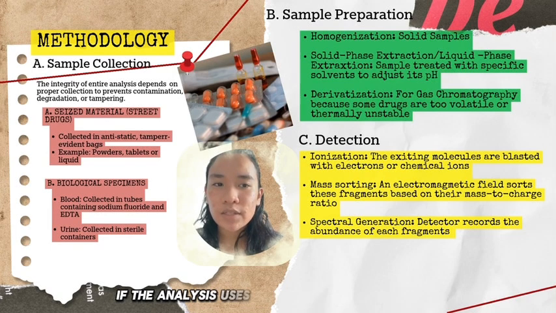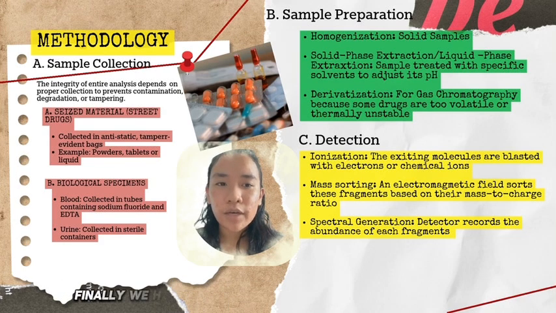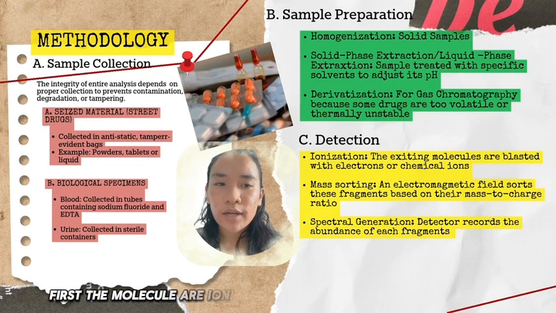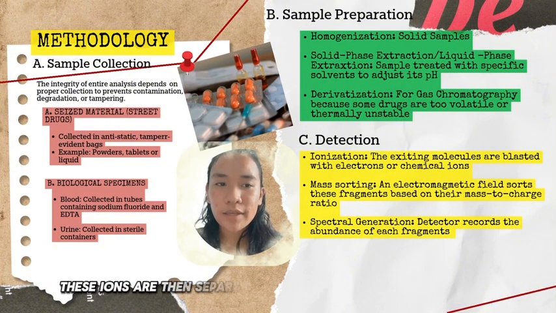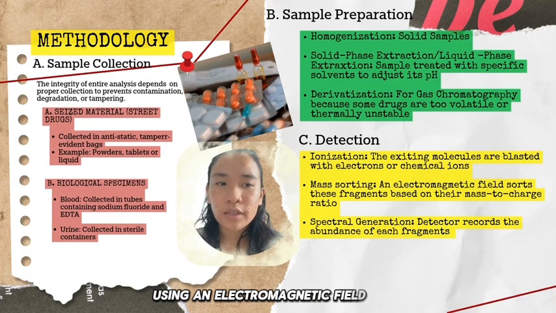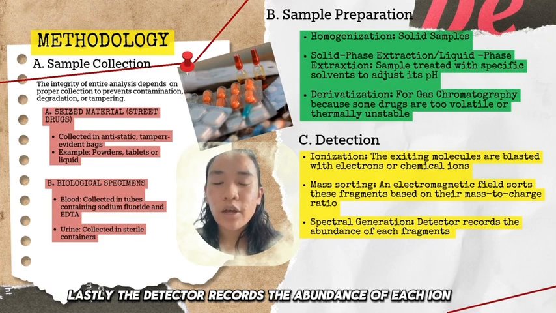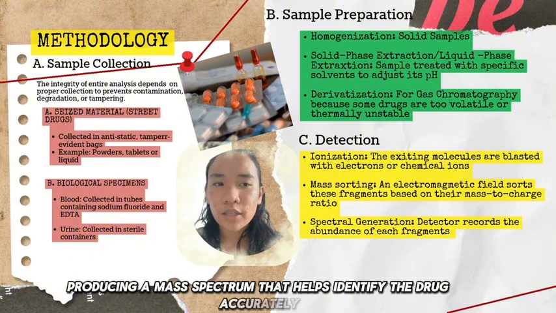If the analysis uses gas chromatography, derivatization may be performed to make certain drugs more stable and suitable for analysis. Finally, we have detection using mass spectrometry. First, the molecules are ionized by electrons or chemical ions. These ions are then separated according to their mass to charge ratio using an electromagnetic field. Lastly, the detector records the abundance of each ion, producing a mass spectrum that helps identify the drug accurately.